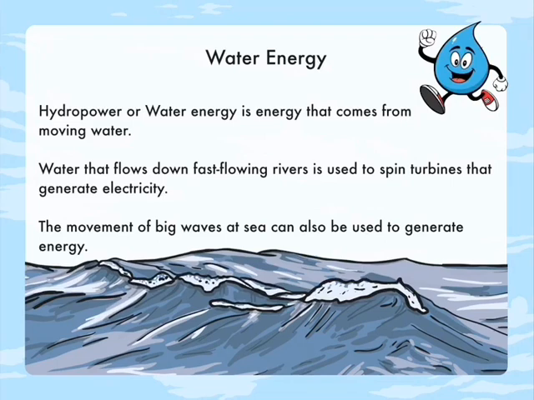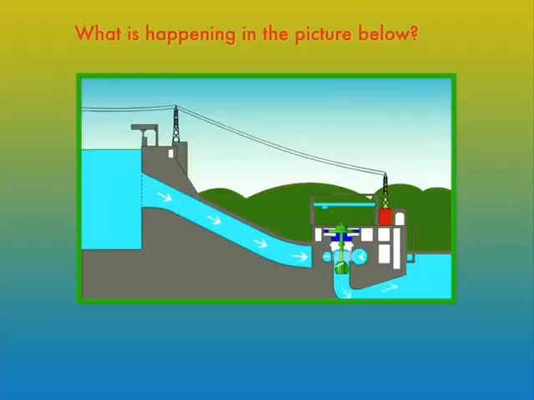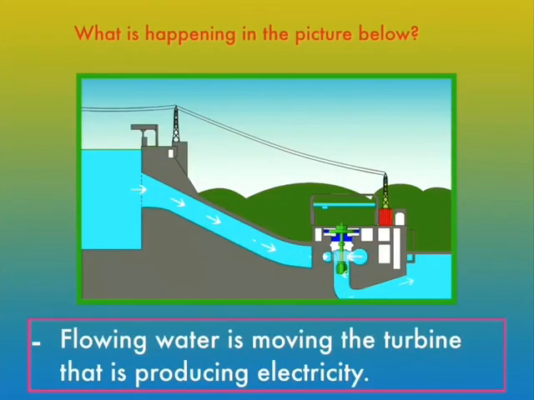So grade 1, we learned that another word for water energy is hydropower or hydroenergy. And this energy comes from moving water. What is happening in the picture below? Yes, flowing water is moving the turbine, and that is producing electricity. It's making electricity, grade 1.